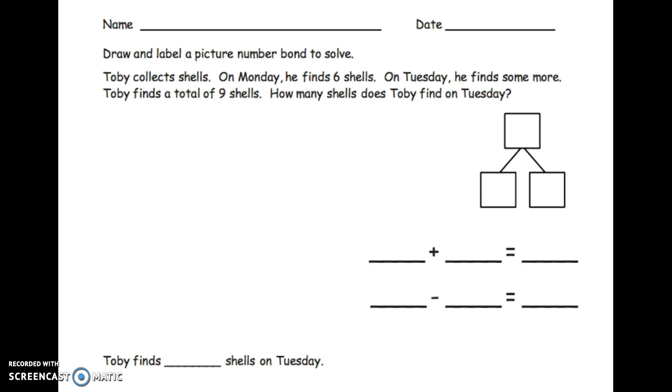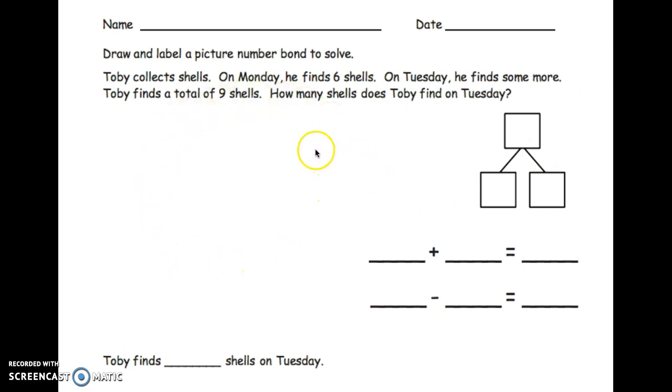I'm going to read it one more time for you. Toby collects shells. On Monday, he finds 6 shells. On Tuesday, he finds some more. Toby finds a total of 9 shells. How many shells does Toby find on Tuesday?